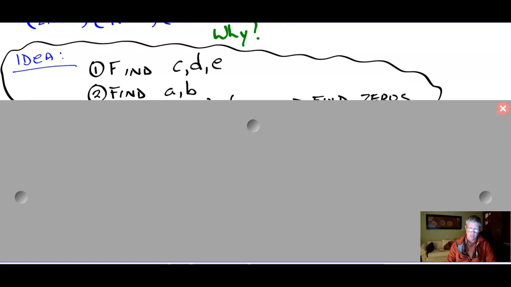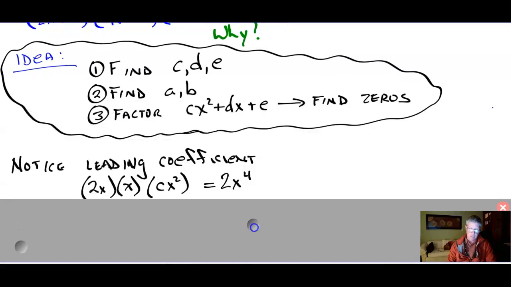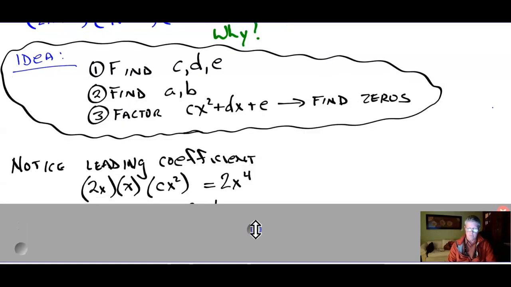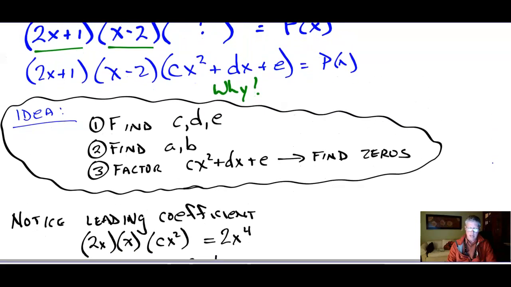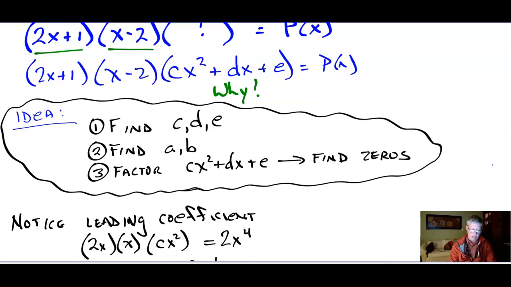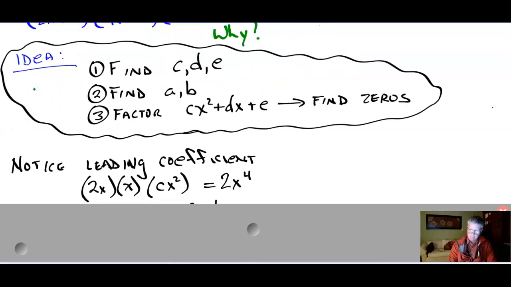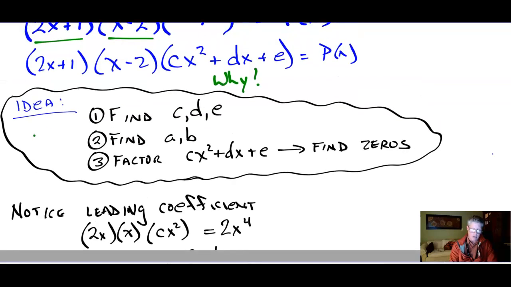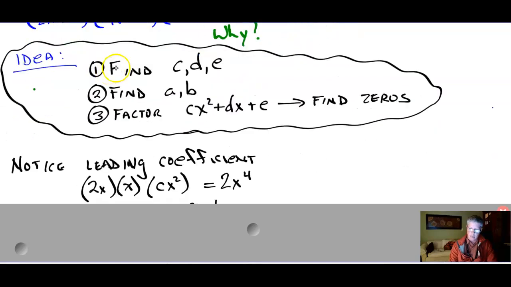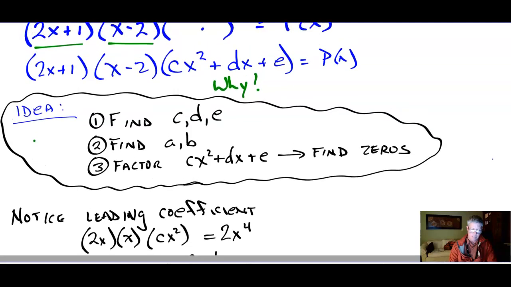I don't know if I did too much more on this page. Yeah. Notice the leading coefficient. So there's only one way to get an x to the 4th term. And that is if you multiply that 2x, that x, and that cx squared. So I know that that times that times that is the only way I could get an x to the 4th term.